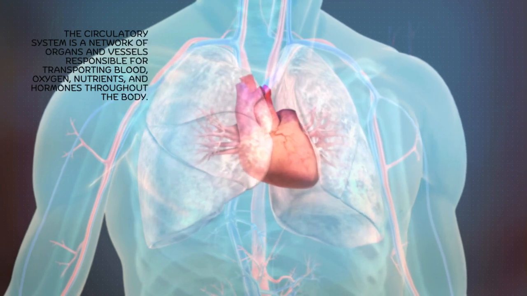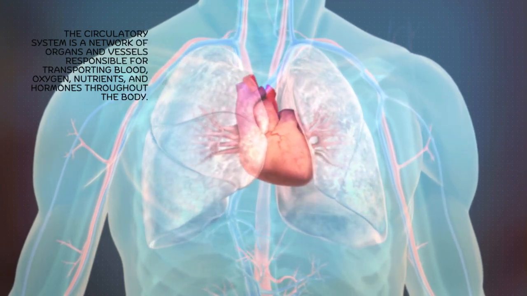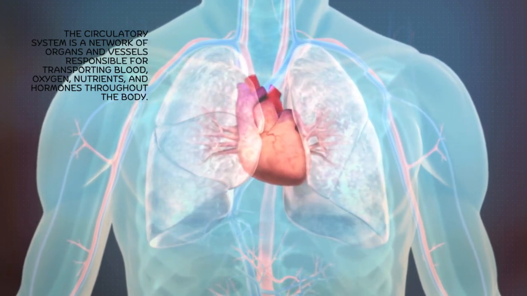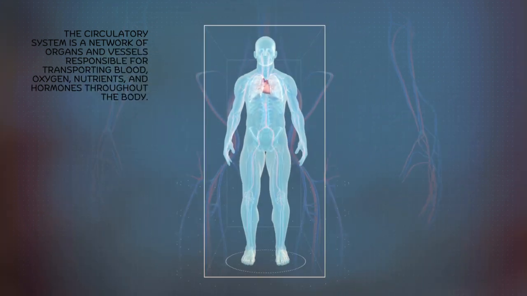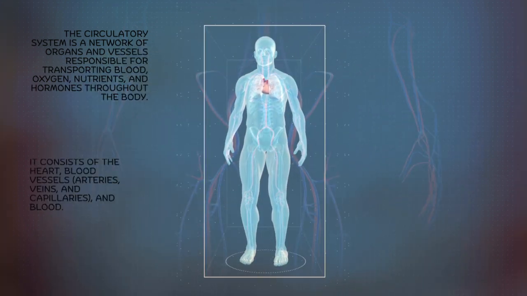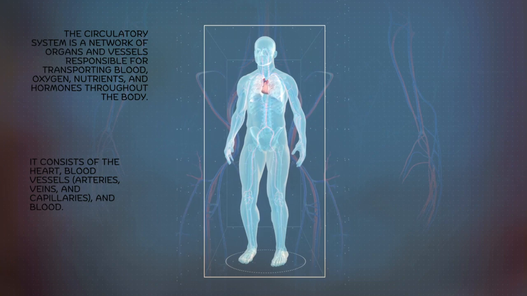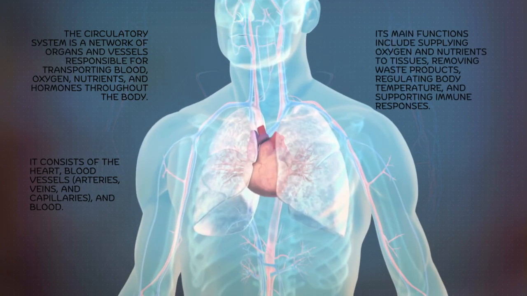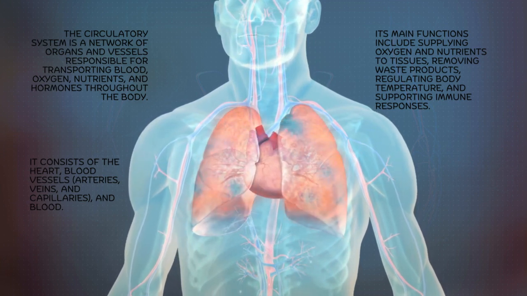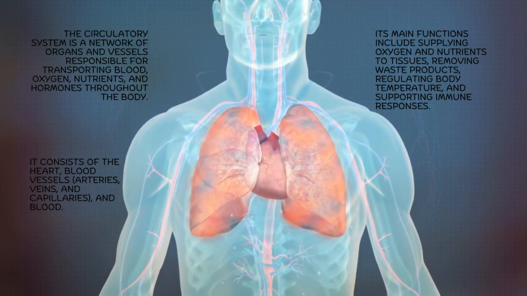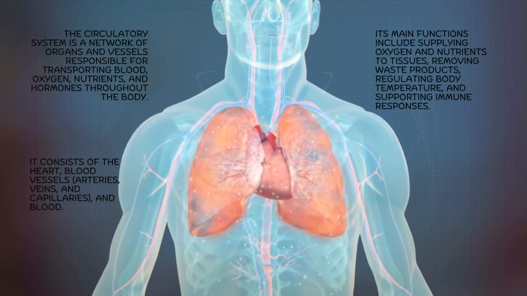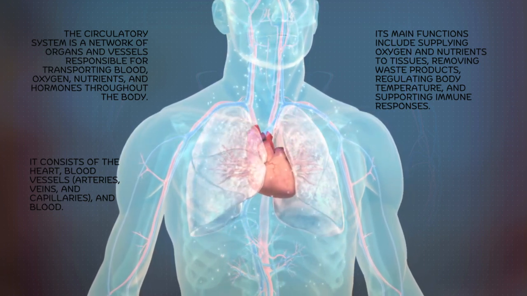The circulatory system is a network of organs and vessels responsible for transporting blood, oxygen, nutrients, and hormones throughout the body. It consists of the heart, blood vessels, arteries, veins, and capillaries, and blood. Its main functions include supplying oxygen and nutrients to tissues, removing waste products, regulating body temperature, and supporting immune responses.